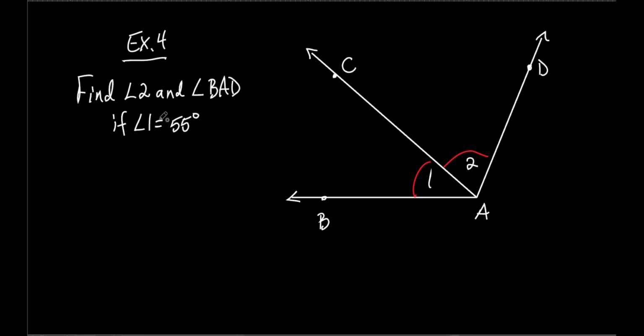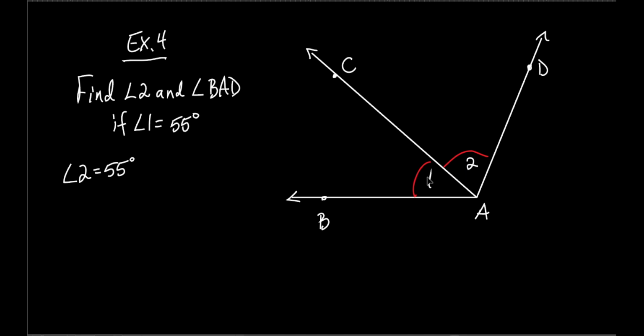Now, one of these is super easy to find without doing any math whatsoever. Hopefully you see it right away, because they want you to find angle 2. They're both 55, that's right. Angle 1 is 55, right? And angle 2 is equal to angle 1, and so it's 55. Everybody see that? That was the easiest one. The next one's not a whole lot more difficult.